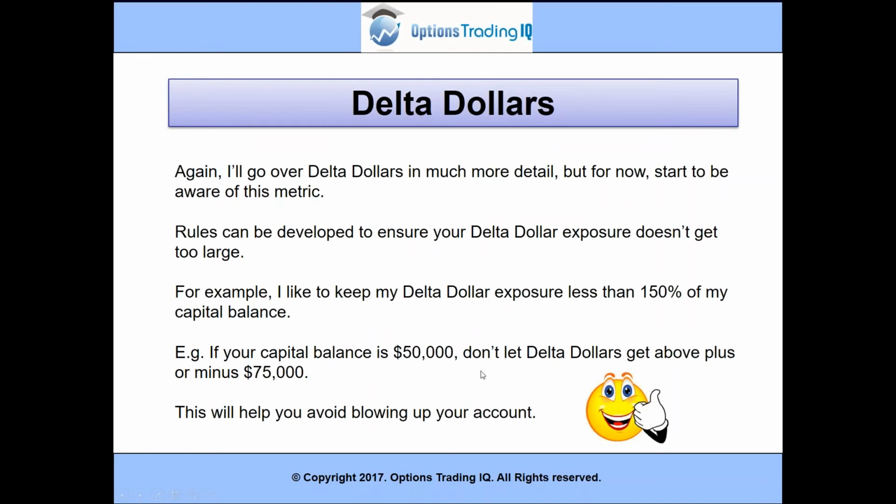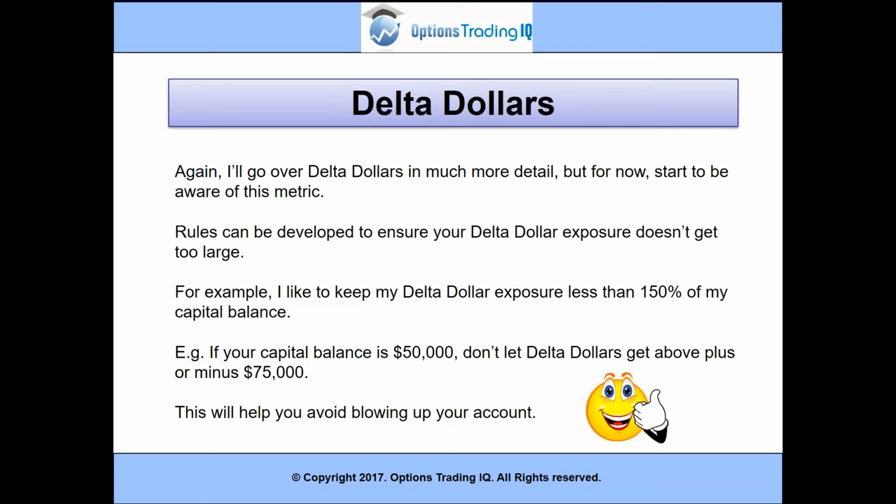Okay, so we talked about a couple of examples, but here's another one. If your capital balance is 50,000, you don't want your delta dollars to get above plus or minus 75,000. That's a rough guideline. This is going to help you avoid blowing up your account, which is exactly what we don't want to do. We don't want to have those big losses. Can't drum it into you guys enough.